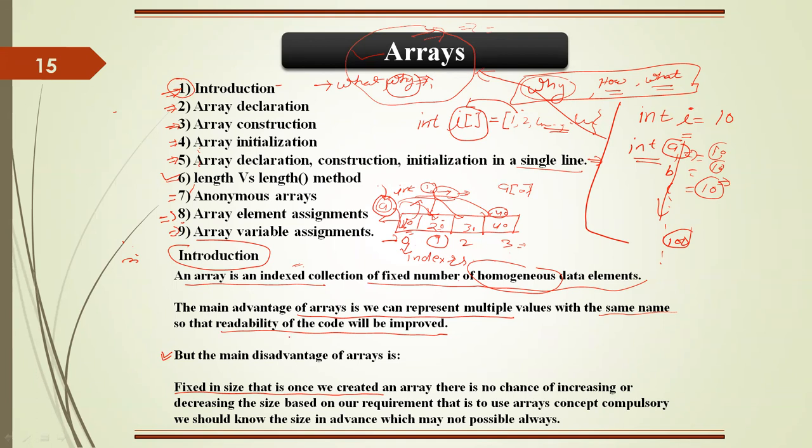At the time you create an array, you declare the size, like 5. So it will store only 5 elements inside the array. If you store more than 5, it will give an ArrayIndexOutOfBoundsException. So in an array, there is no chance of increasing or decreasing elements. There is no facility in the array to decrease or increase the size based on our requirement. In the array concept, compulsorily we should know the size in advance. So this is one disadvantage.